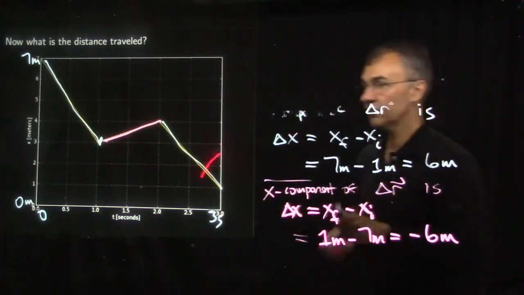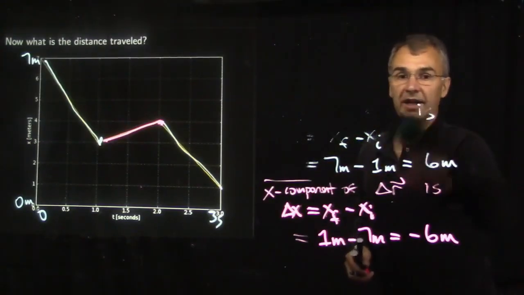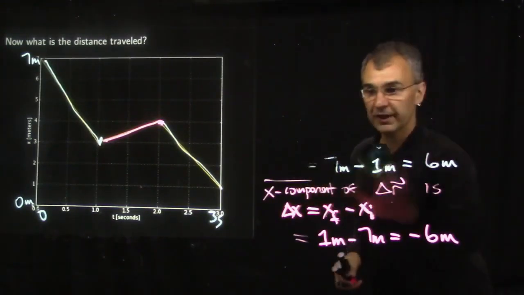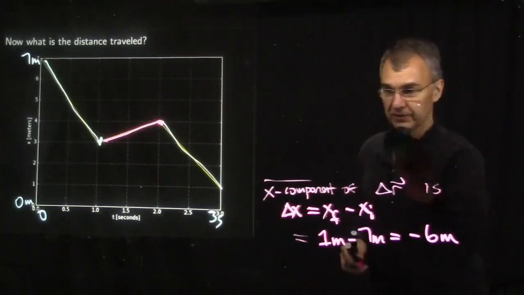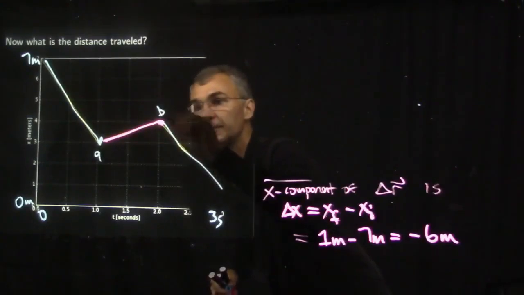So we change direction twice. The distance traveled is going to have 3 pieces, which we have to add together. Because we change direction twice, we have 3 segments whose lengths to add together to get the distance traveled. So let's do that. We can call this point A, we can call this point B. We don't have to be quite so formal.